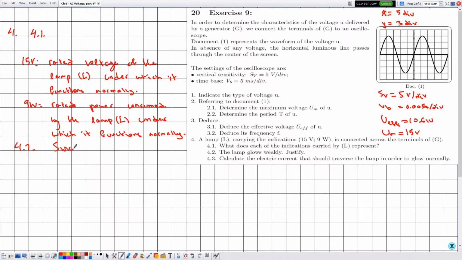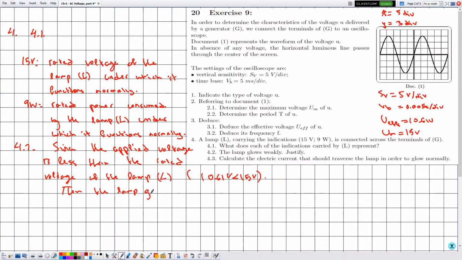Since the applied voltage is less than the rated voltage of the lamp L, and this is because 10.61 is less than 15, then the lamp L glows weakly.